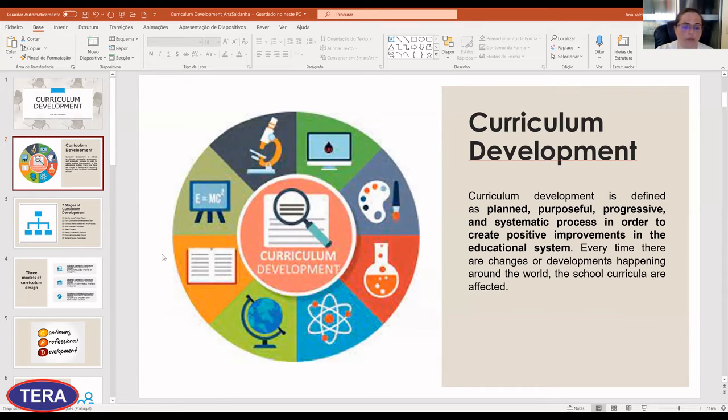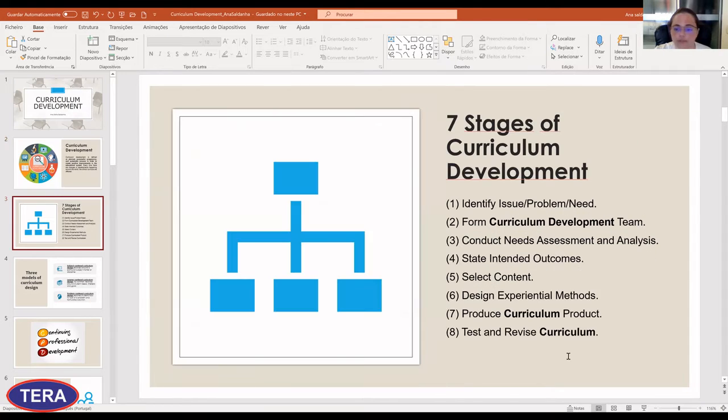So it can be applied to all kinds of subjects, universities, schools, primary schools, secondary schools, etc. Now, curriculum development has 7 stages, okay?